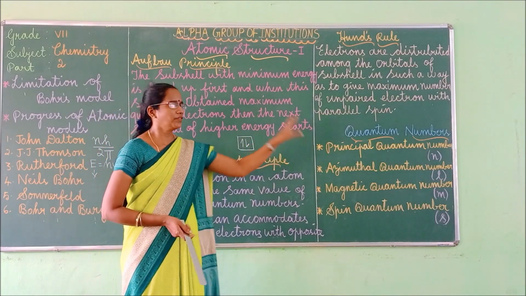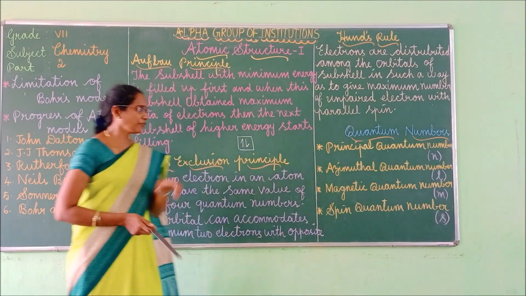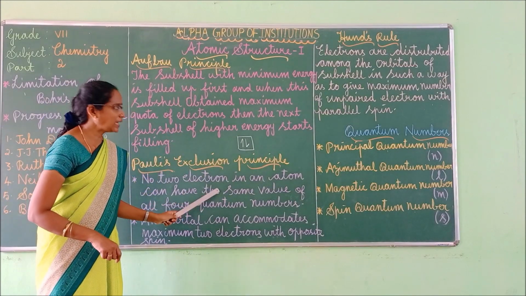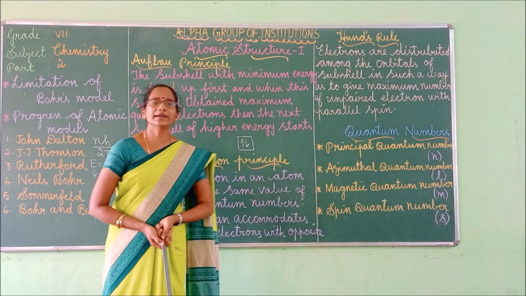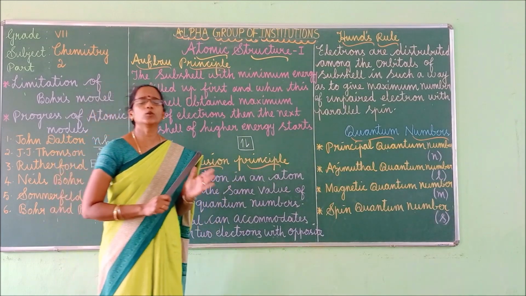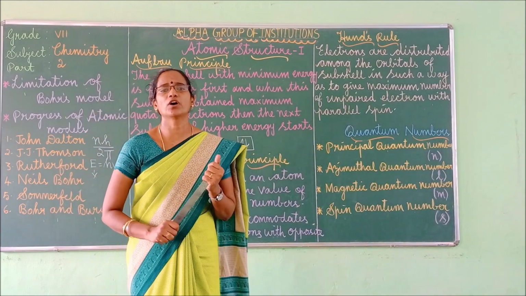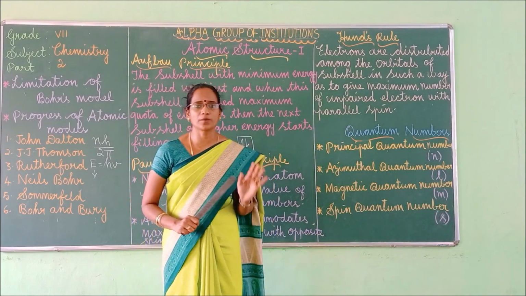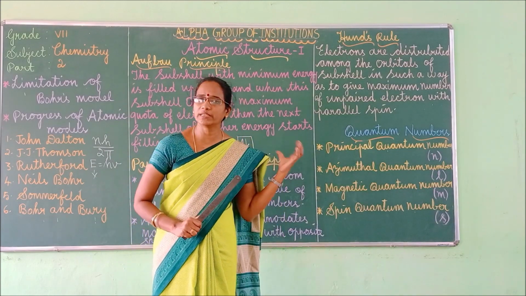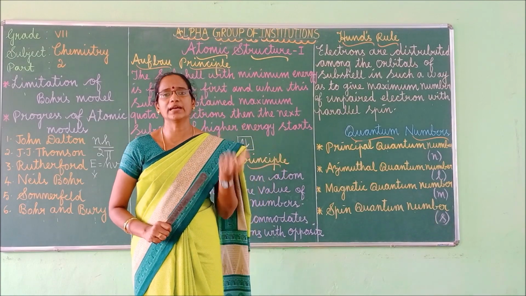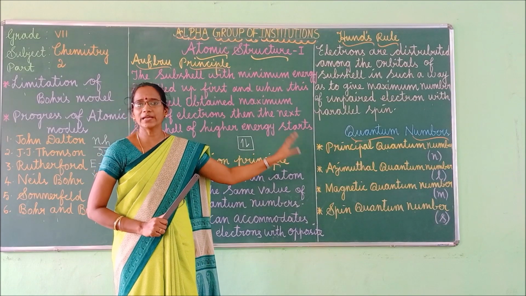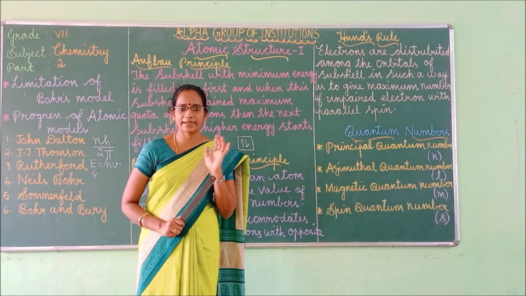Next one, we will move to quantum numbers. Before that, these three rules, Aufbau principle, Pauli exclusion principle, and Hund's rule, are very important for filling the electrons in the orbital. Without these three rules, we cannot fill the electrons in the orbital. Based on these rules only, we can fill the electrons in the orbital, right?